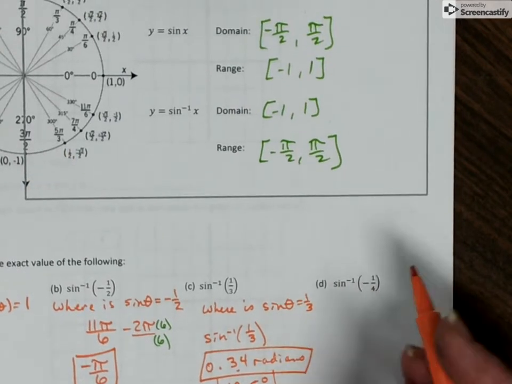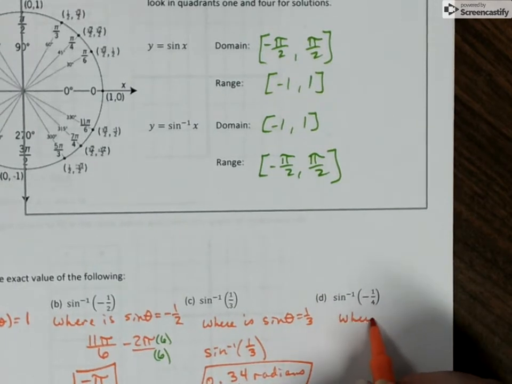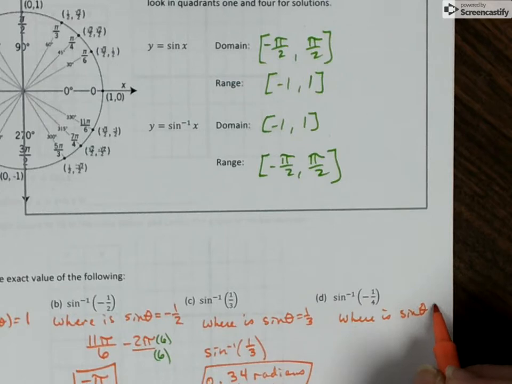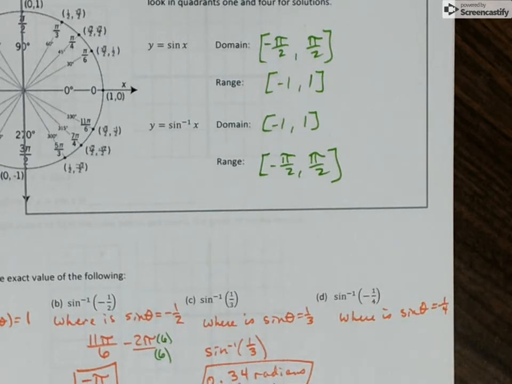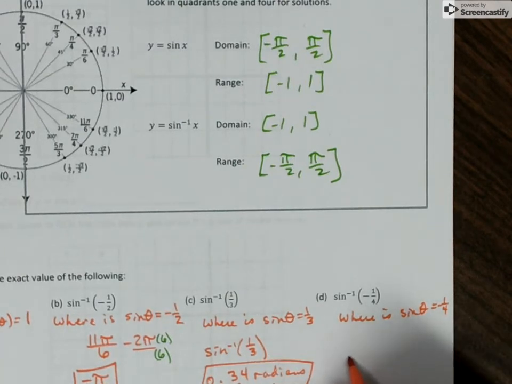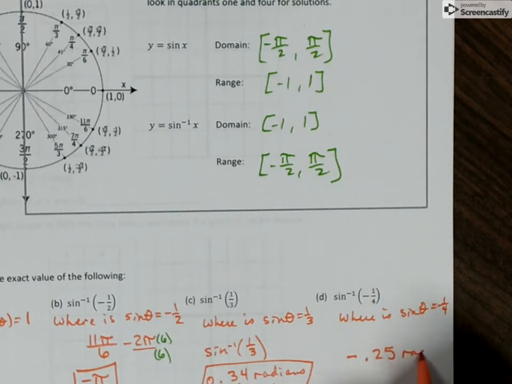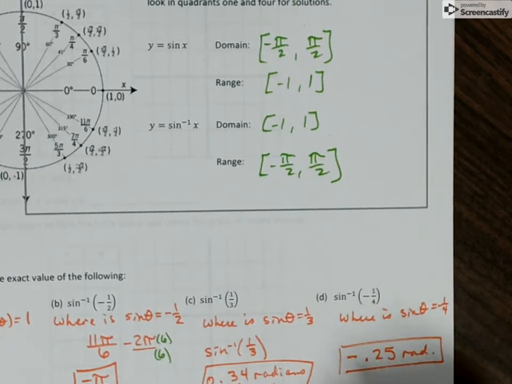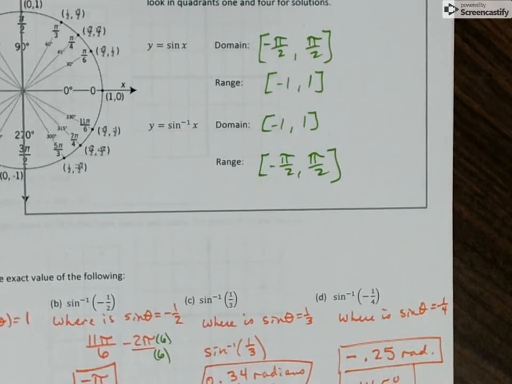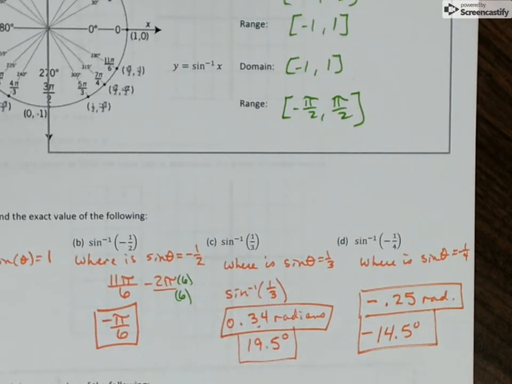When I take this, I say, where is sine of theta equal to negative 1/4? I put that into the calculator, inverse sine of negative 1/4. In radians, I'm going to get negative 0.25 radians. And if I'm in degrees, I'm going to get negative 14.5 degrees. Both answers are acceptable answers.